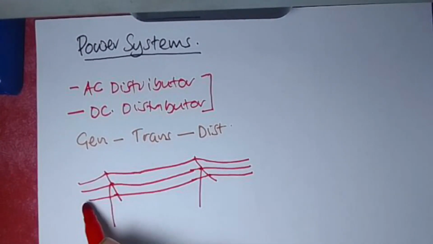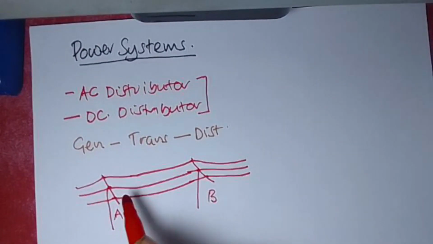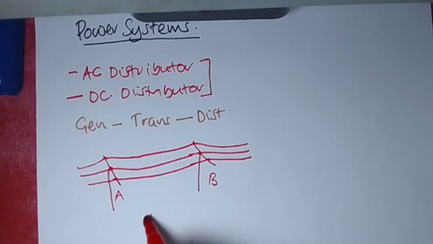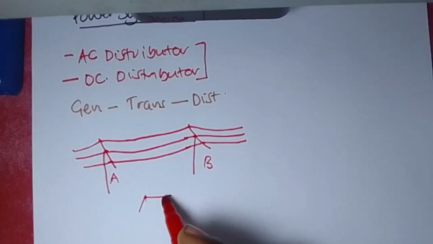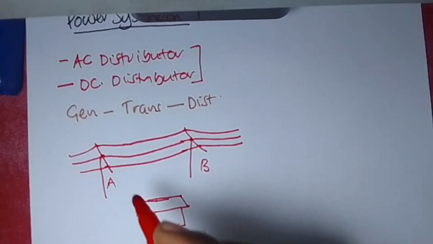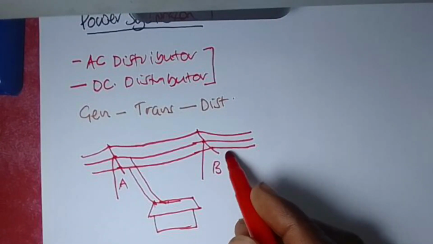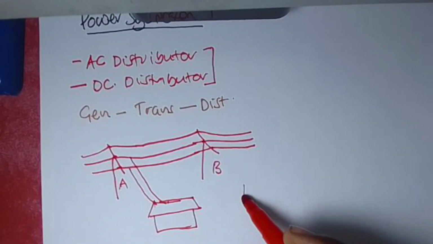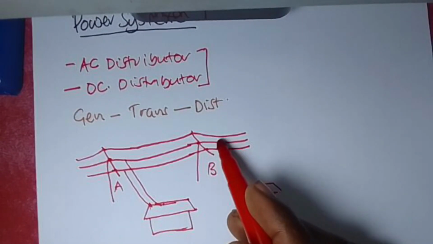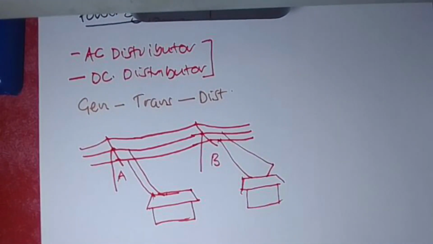maybe this is a certain point A and this is a certain point B. Maybe at this point A, we are picking off load to feed a certain household. Number one, maybe we pick one line and a neutral. Then we pick another one to give a second household, maybe we pick one line and also a neutral. This is just a brief sketch to show what is going to happen.